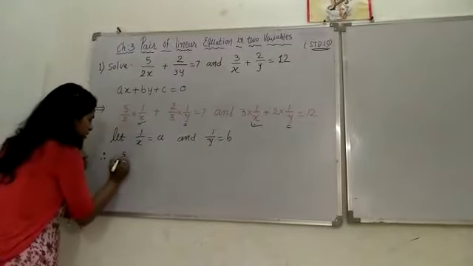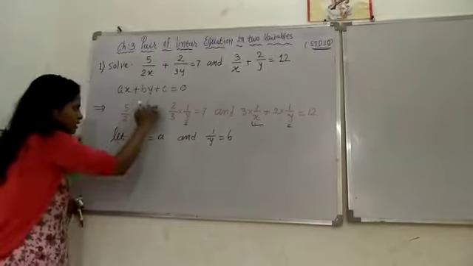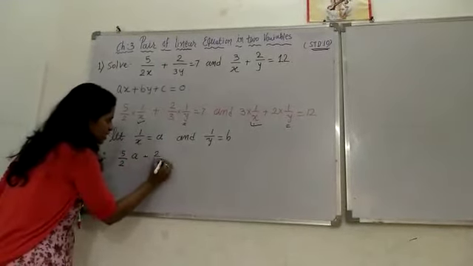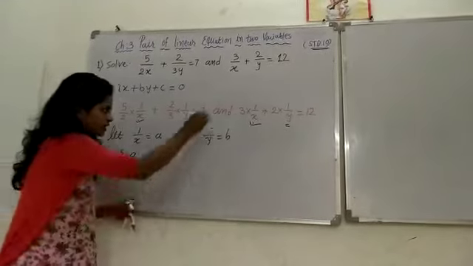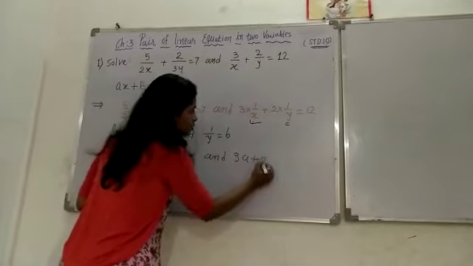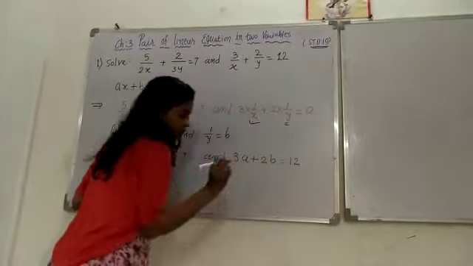That's why your given equations are converted into a new variable of a and b this way. This is 5 upon 2 into a. Instead of 1 upon x, you put a. Same way, this is 2 by 3 into b is equal to 7. Now, this becomes 3 into a plus 2 into b is equal to 12.